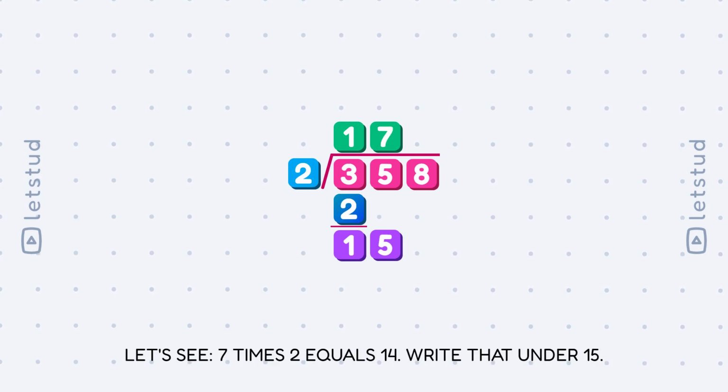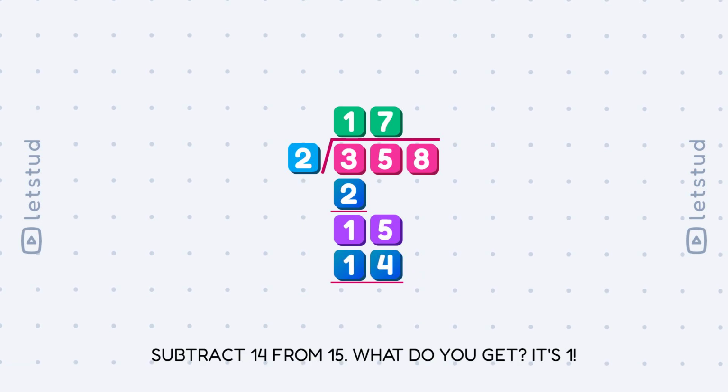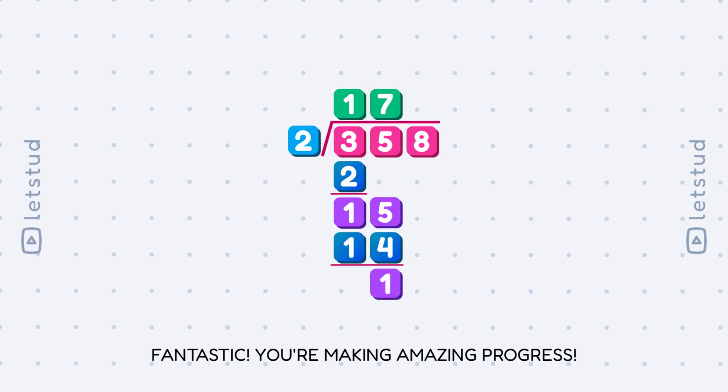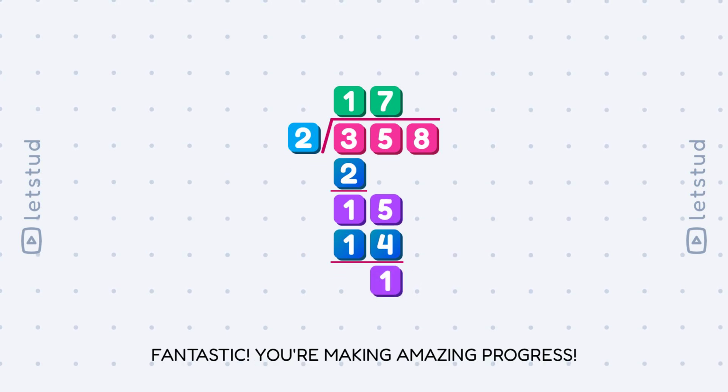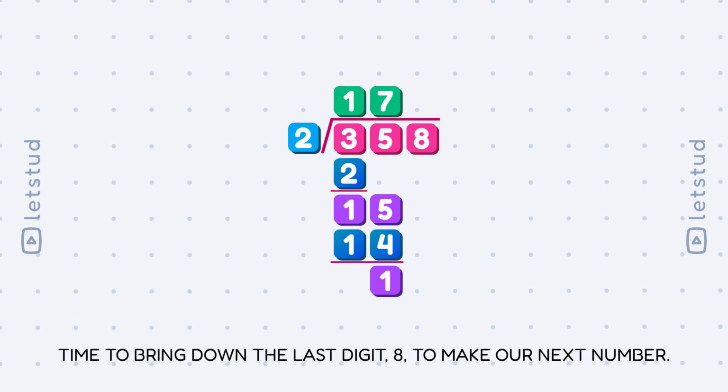Write that under 15. Subtract 14 from 15. What do you get? It's 1. Fantastic, you're making amazing progress. Time to bring down the last digit, 8, to make our next number.